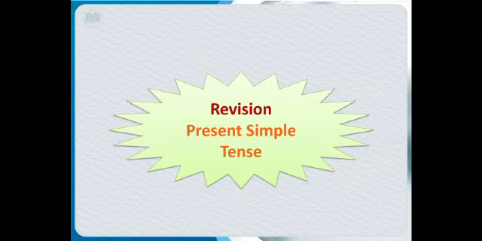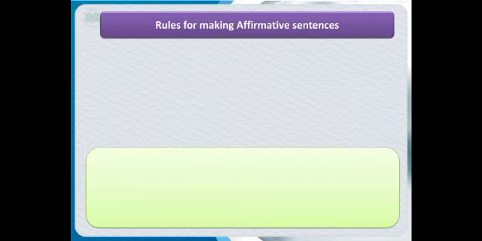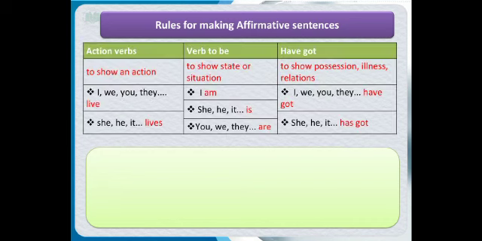Let's revise present simple tense. We have covered this topic before and now we are going to have a revision tutorial. Rules for making affirmative sentences. Let's revise the uses. The action verb is used to show an action. Verb to be is used to show a state or situation. And have got is used to show possession, illness, and relationship.